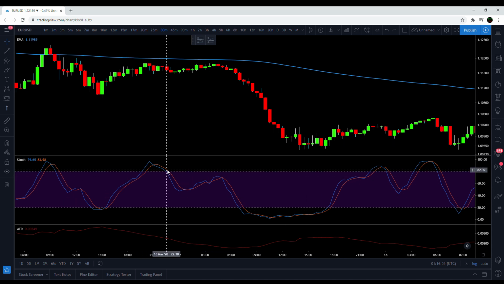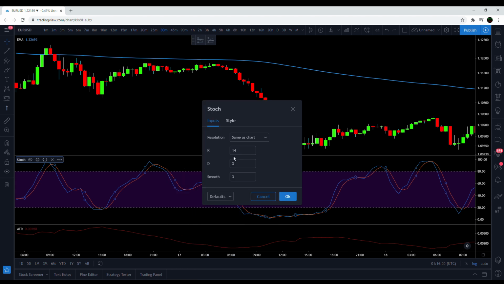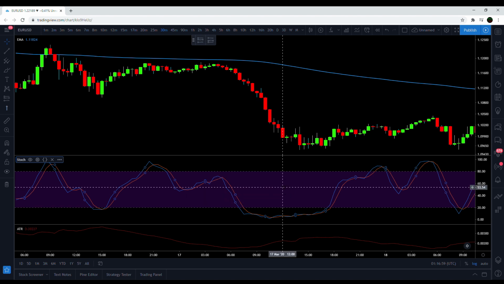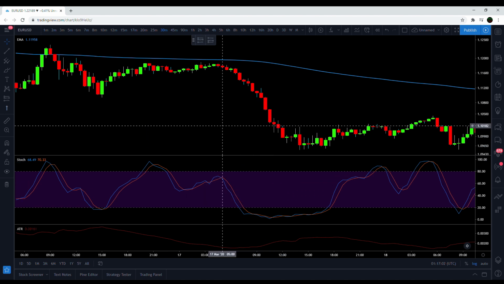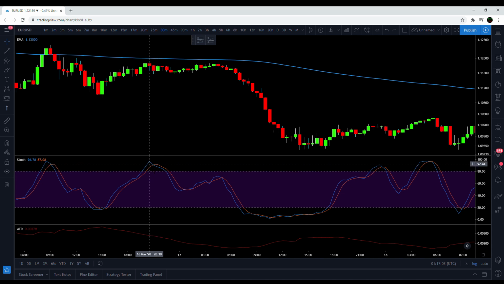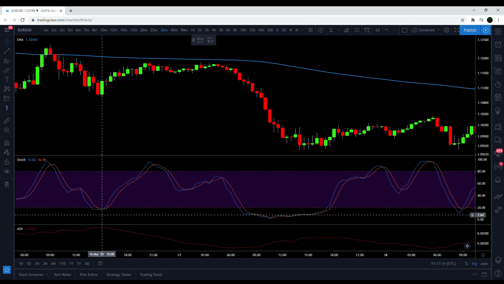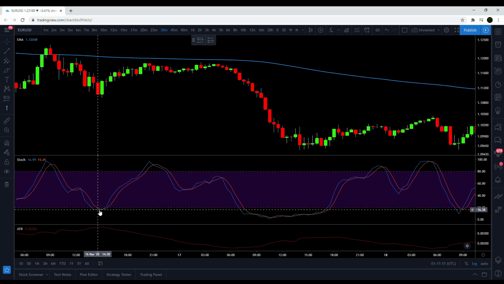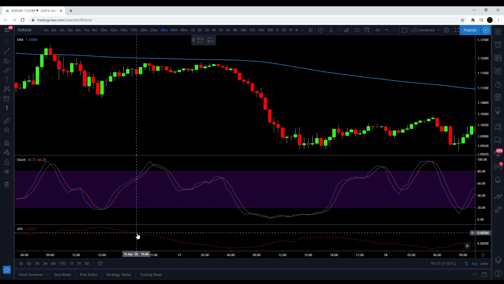And let me show you the settings here because people tend to ask. So it's 14, 3, and 3. The actual signals will be generated when there's a cross down above the 80, and that's for a short, or for a long, a cross up that happens below the 20. The next thing for the stop loss is the ATR, and I'm just going to be using a 1 times ATR value for the stop loss.